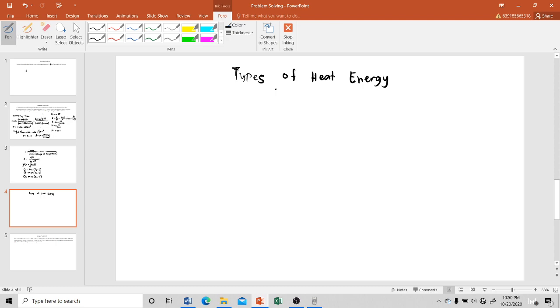So we use latent heat to change the phase of our ice from the solid phase into the liquid phase. We use latent heat of energy to change it. So we have the types: the latent heat and then the sensible heat.